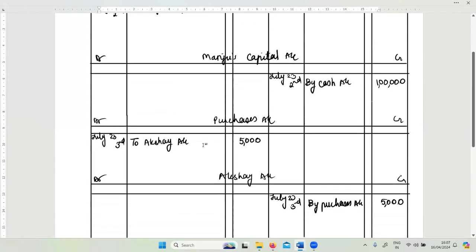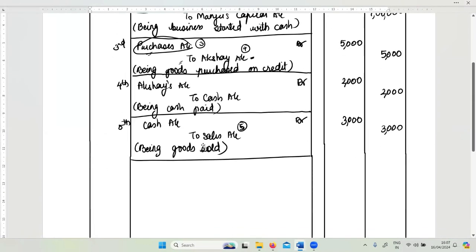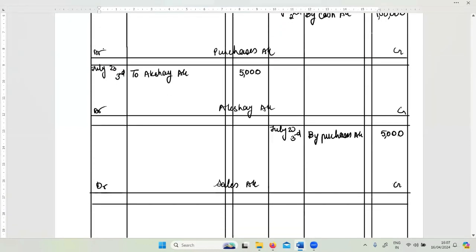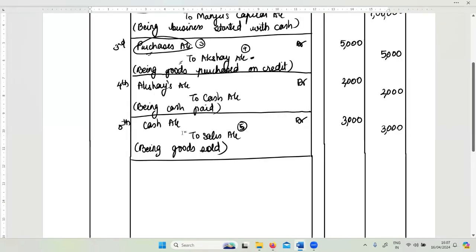Go to the third journal entry. Now, what is the third journal entry saying? It is saying Akshay's account to cash, right? Akshay's account is debited on 4th of July. Again, here I'm going to write on Akshay's account debit side July 23rd. It is on 4th of July to cash account. How much are we making the payment? 2,000, right? To Akshay's account, 2,000 and cash.